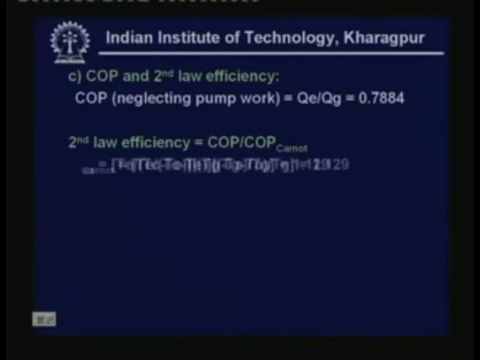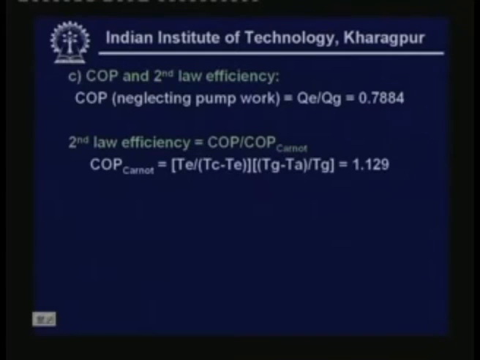Okay. So, for a 3 temperature system, the maximum possible COP is nothing but the product of a reverse Carnot refrigeration system and a Carnot heat engine system. This is what we have shown in fact. Okay. So, COP Carnot is nothing but TE divided by TC minus TE, into TG minus TA divided by TG. Okay. And all 4 temperatures are known to us. So, if you substitute these values, you find that the maximum possible COP is 1.129. So, the second law efficiency is the ratio of these two, which is found to be 0.6983.